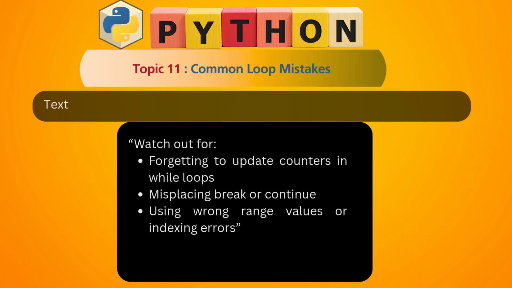These are the 3 mistakes that can be seen. Forgetting to update counters in while loop, while loops always have the counters. Misplacing break or continue. Using wrong range number values, indexing errors will happen. So these are the common loop mistakes.